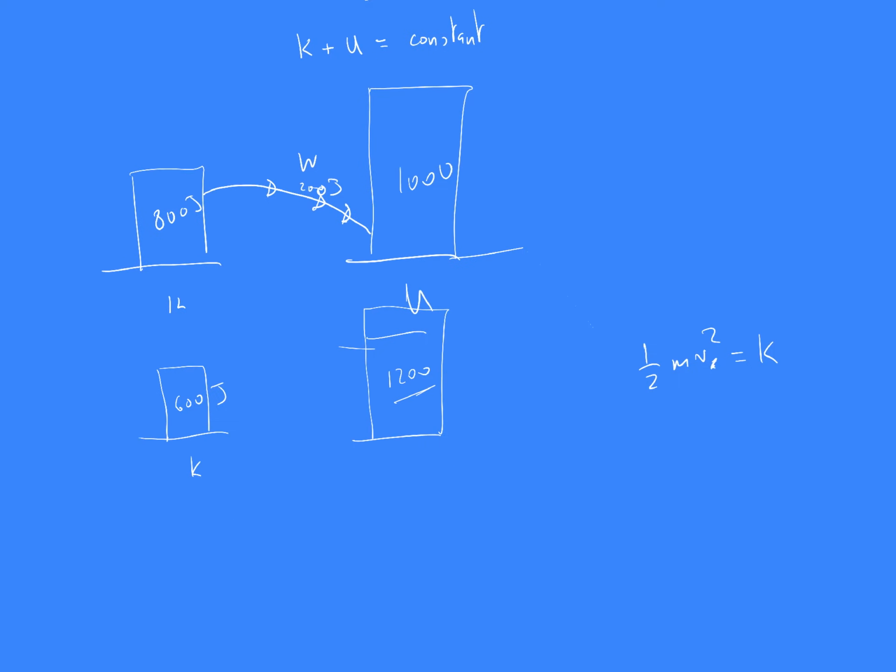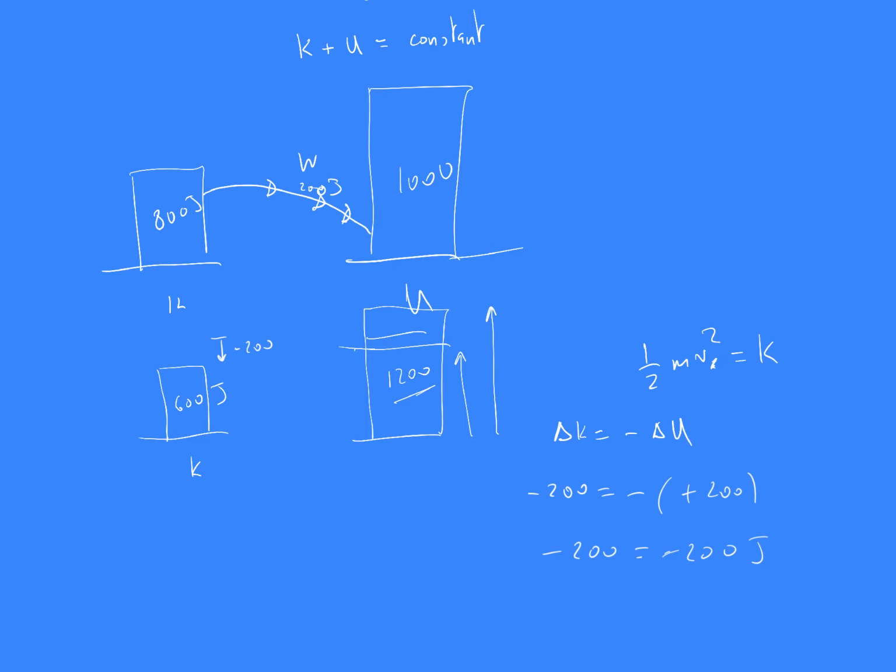So what is happening here is that the change in the kinetic energy is minus the change in the potential energy. What is the change in the kinetic energy? Well, from 800 to 600, there is a change in the kinetic energy of minus 200. Minus 200 equals minus, what is the change in the potential energy? Well, the change in the potential energy is from 1000 to 1200, and the change is plus 200. Oh, it's true, minus 200 equals minus 200.